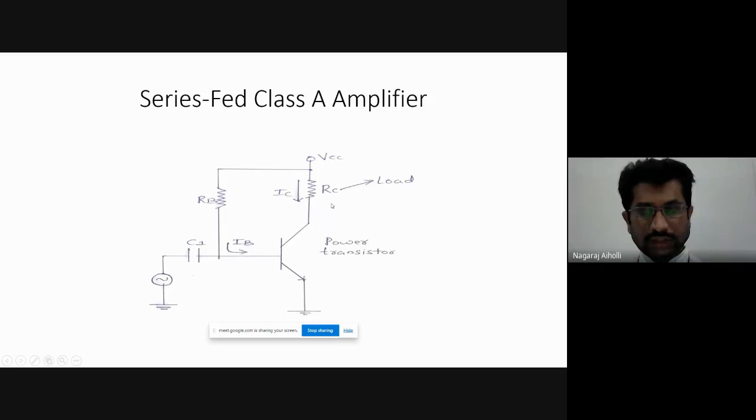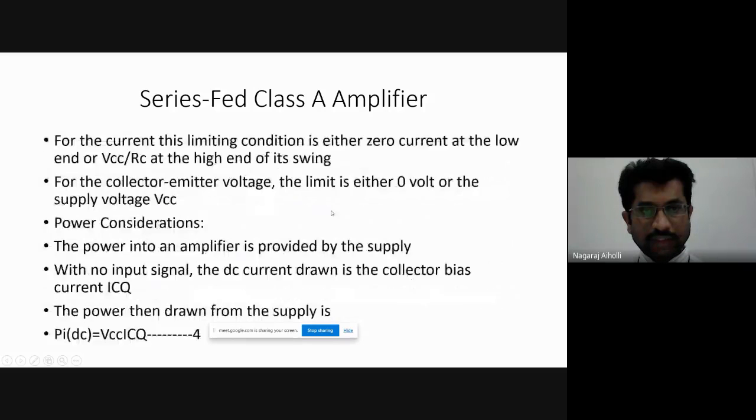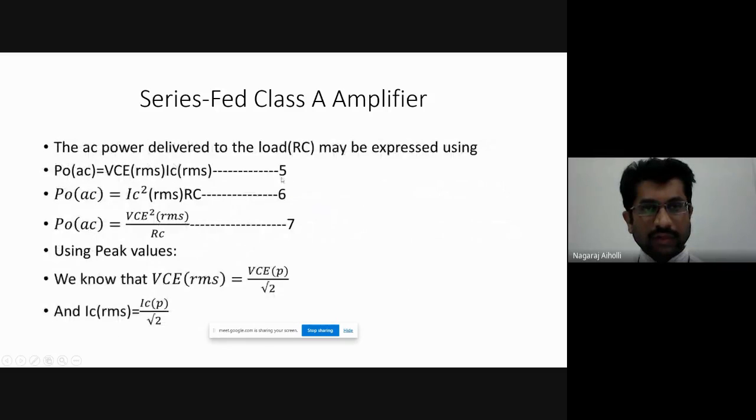The power that is delivered to this load, that is nothing but the AC power delivered to the load, may be written as P naught AC is equal to VCE RMS into IC RMS. It is the product of voltage and current. VCE RMS, that is the RMS collector to emitter voltage, multiplied by the collector current RMS, gives the AC output power. AC means we know that it is the RMS value. So RMS voltage multiplied by RMS current gives the AC output power.